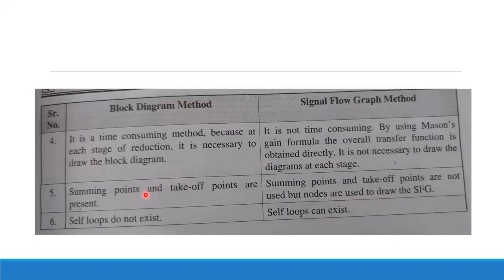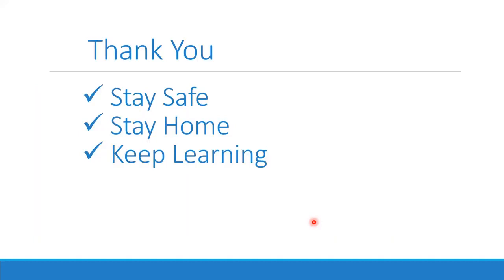In the block diagram, summing points and takeoff points are present, which makes the diagram complicated. Here they are removed and replaced by nodes, so it becomes very simple. Self loops do not exist in the block diagram, but here self loops are present. So this was all about the signal flow graph theory, and in the next video we'll see Mason's gain formula and how to calculate the overall transfer function for a signal flow graph.